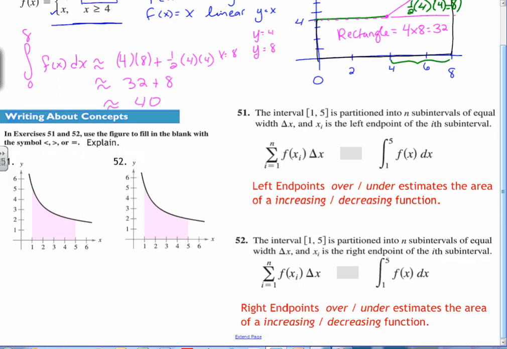51, it says the interval from 1 to 5, closed interval, is partitioned into n subintervals of equal width delta x.